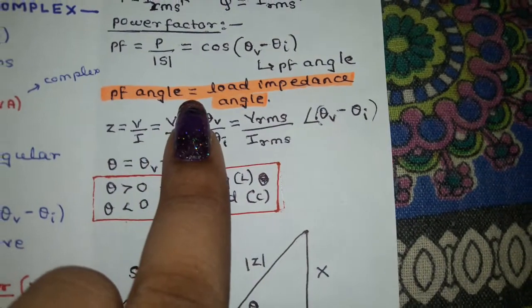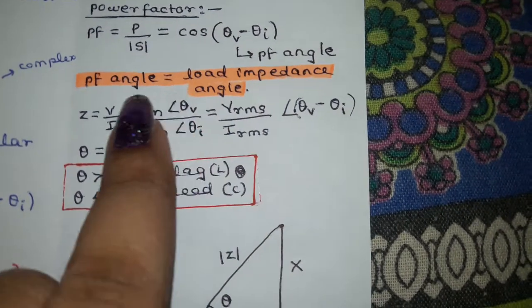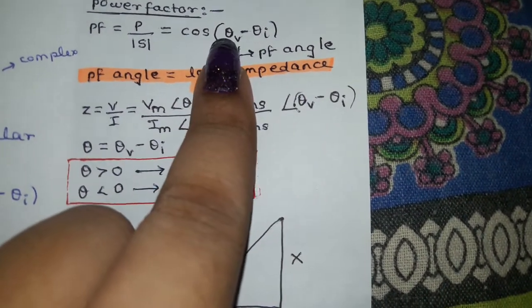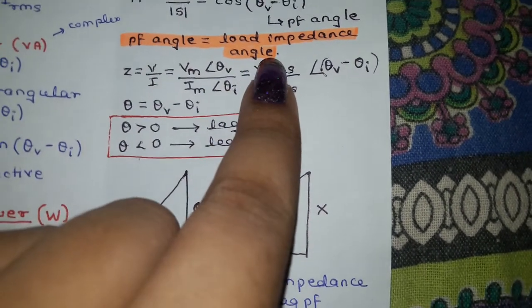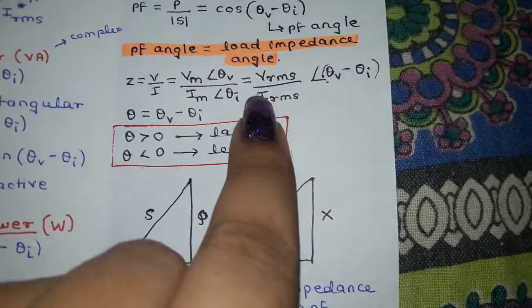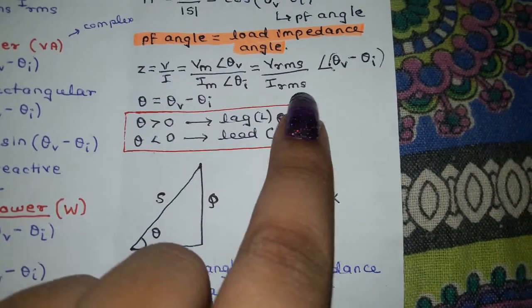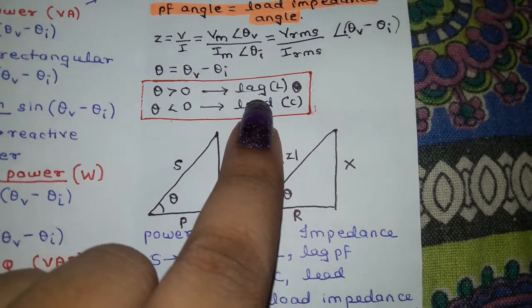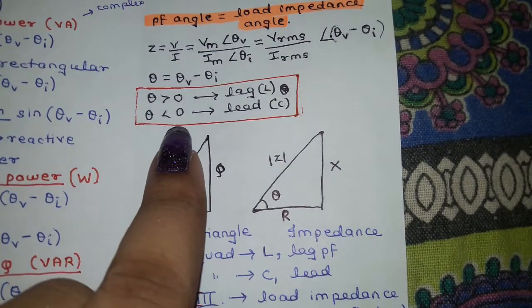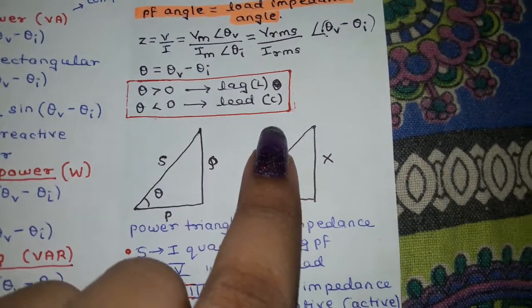Power factor angle equals load impedance angle. Both of these are the same thing. Theta V minus theta I can be called the power factor angle or the load impedance angle. They can give you any name. Now we have this particular formula, and if theta is greater than 0, it is a lagging circuit, and if theta is less than 0, then it is a leading circuit.